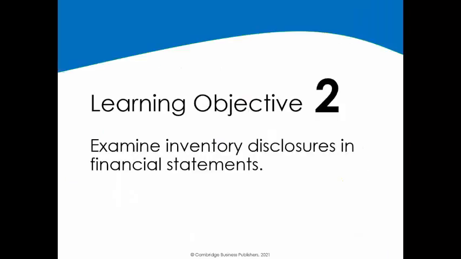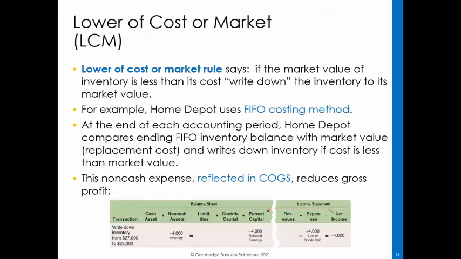In this learning objective, we will examine inventory disclosures in the financial statements. Footnotes to financial statements describe the inventory method a company uses. Like many retailers, Home Depot uses FIFO to cost its inventory, along with the retail inventory method described earlier.